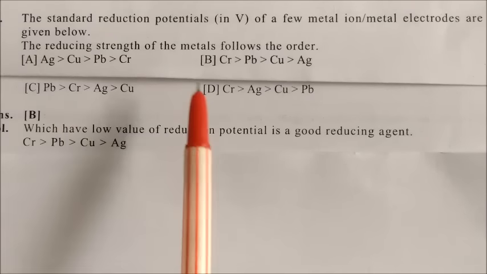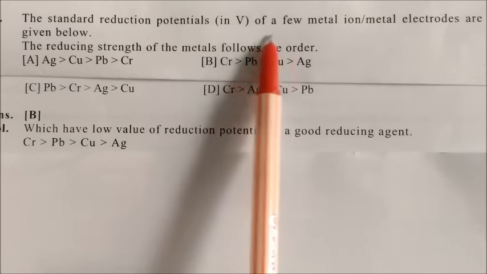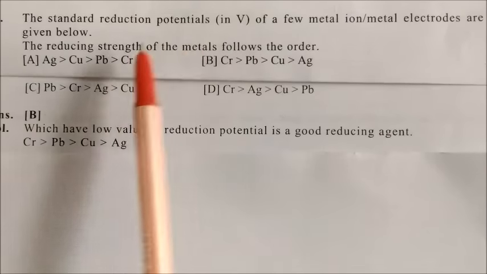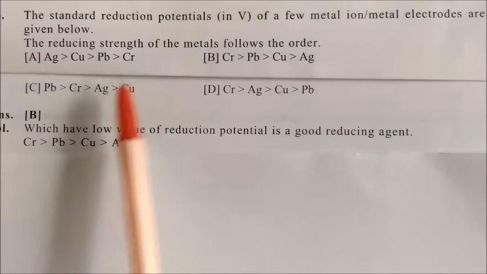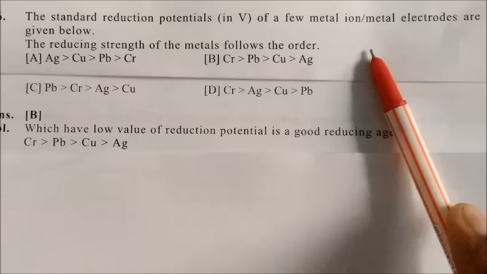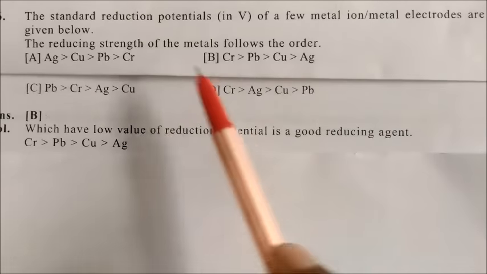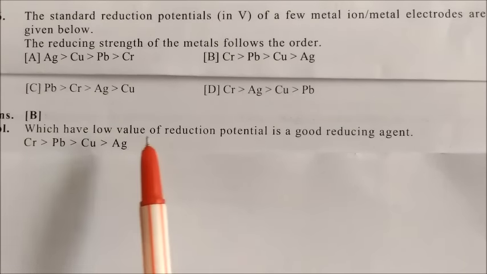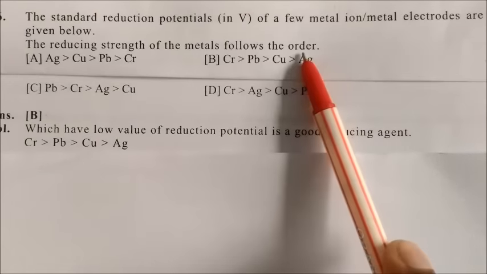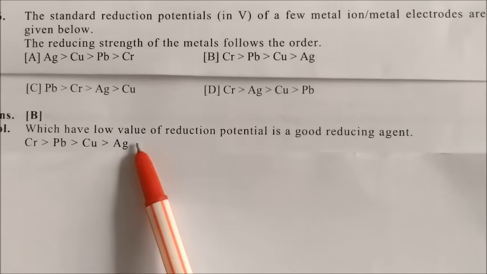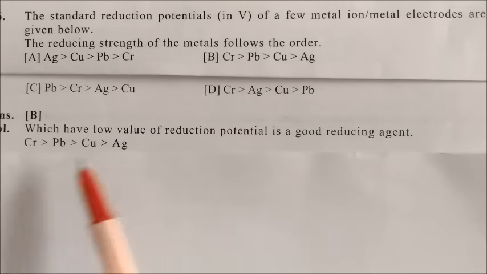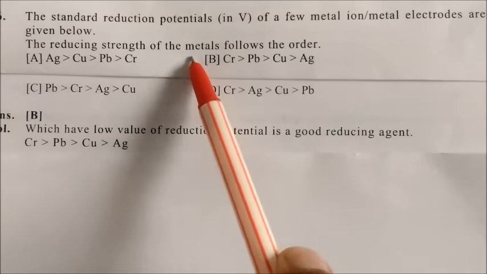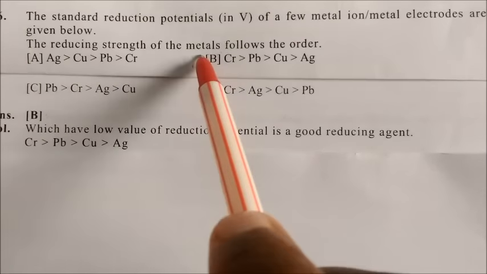The standard reduction potential in volts of a few metal ions and non-metals are given below. This is about the reducing strength of the metals. We can see options A, B, C and D. Out of these options, the element which has a low value of reduction potential is a good reducing agent. In this, chromium has the lowest value, then lead, then copper and silver. So answer B is the correct answer.